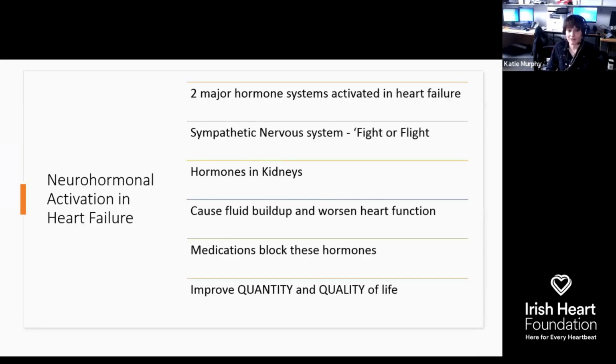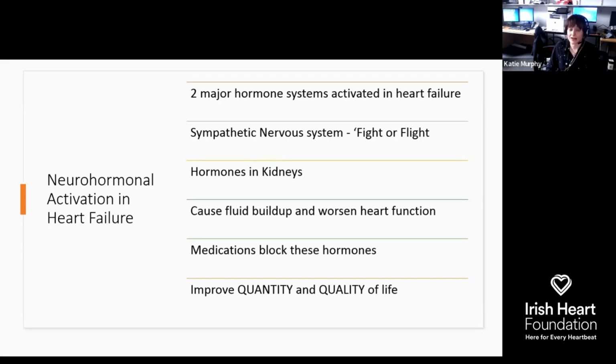So, when you have heart failure, you have two major hormone systems that are activated in your body. The first one is your sympathetic nervous system, which is your fight or flight, as if you're running from a bear. This puts stress on your body and it puts stress on your heart. The second one is the hormones in your kidneys, and these hormones can cause you to retain fluid and to retain salt. Over time, both of these hormone systems will result in your heart becoming enlarged and the heart function becoming more reduced and potentially cause scarring of the heart.